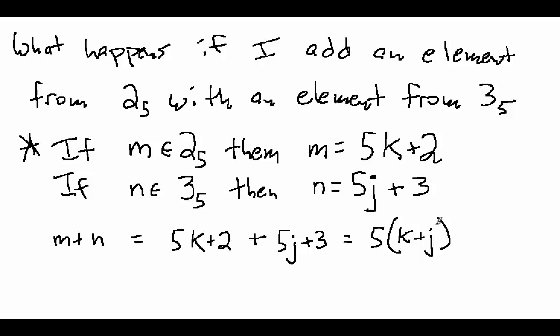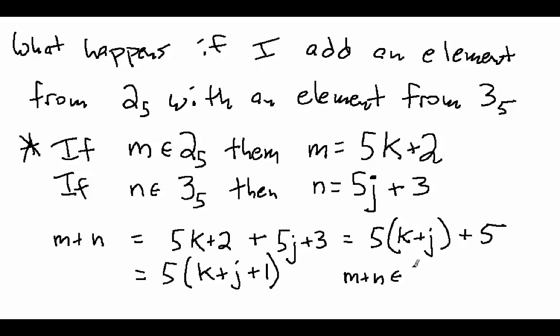But then notice I add 2 plus 3. That's equal to 5. Well, wait a second. There's a little bit of a trick here. Notice that that's equal to 5 times k plus j plus 1. Which says that when I add these two elements together, I'm going to get something that has a remainder of 0 when I divide it by 5. So m plus n is contained in 0 sub 5. Well, that's a very interesting result.